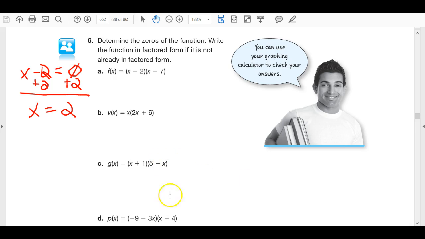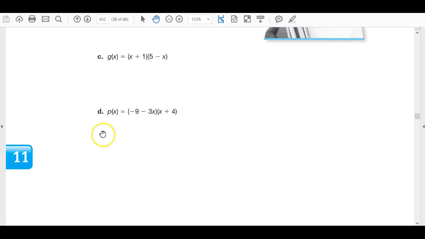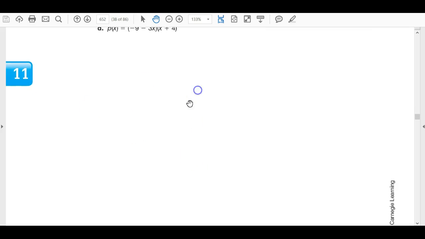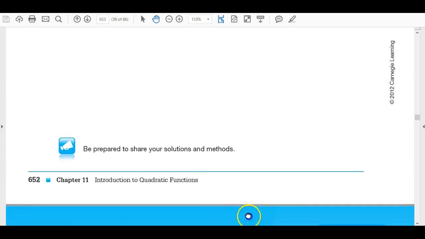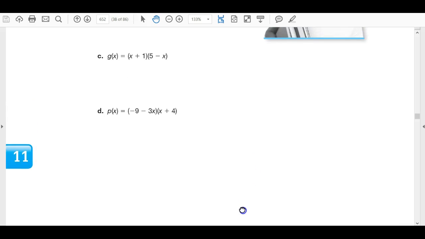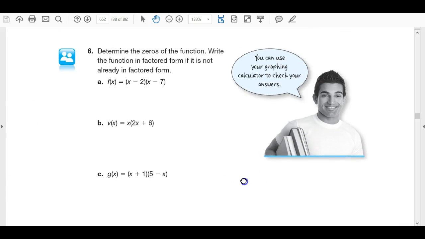I hope you do. That's how you can do these: you basically go through and make sure you figure out every single time what turns these factors into 0. Once you do, you know the zeros. And that will wrap up what I want you to work on today. I'm going to make a second video in case you finish early.